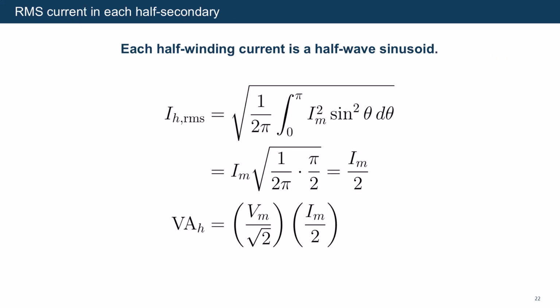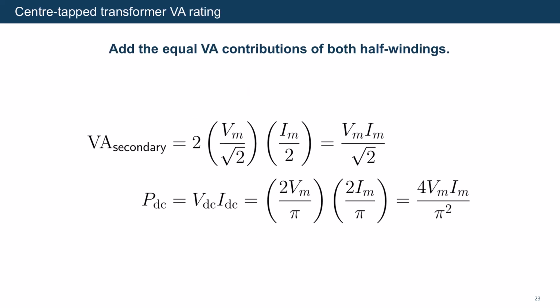Consider one half of the transformer secondary. It carries a sine current only during its conducting half cycle and zero current during the other half. Its RMS current over the complete cycle is therefore Im over 2. The RMS voltage of that half winding is Vm over square root 2. The two equal half windings contribute equal volt-ampere values. Adding them gives Vm Im over square root 2.